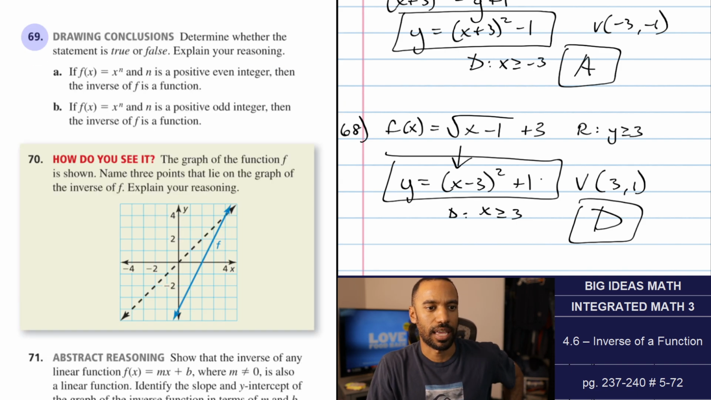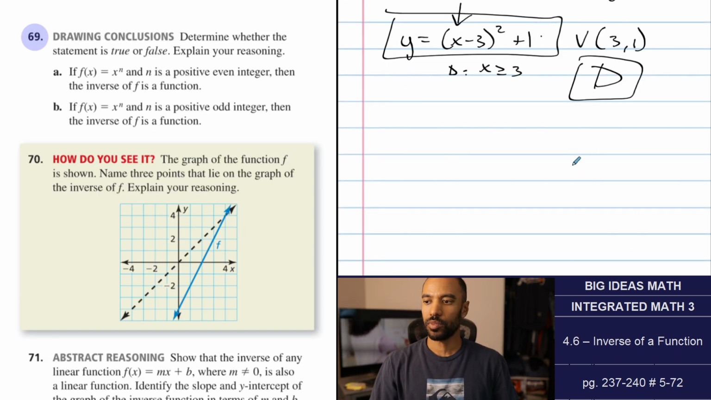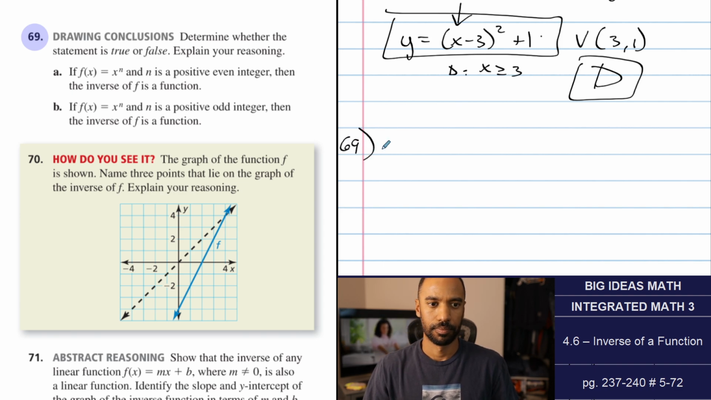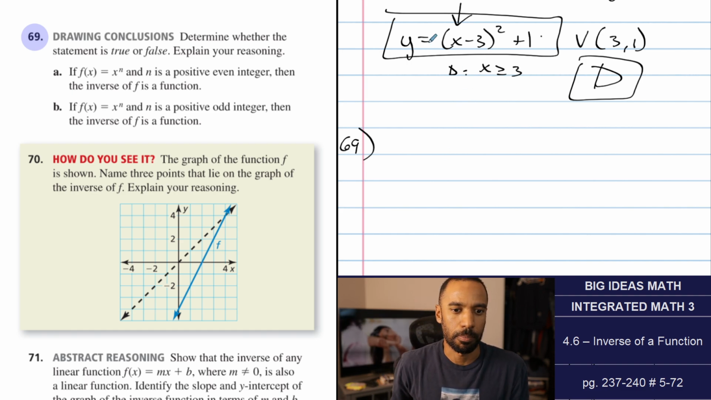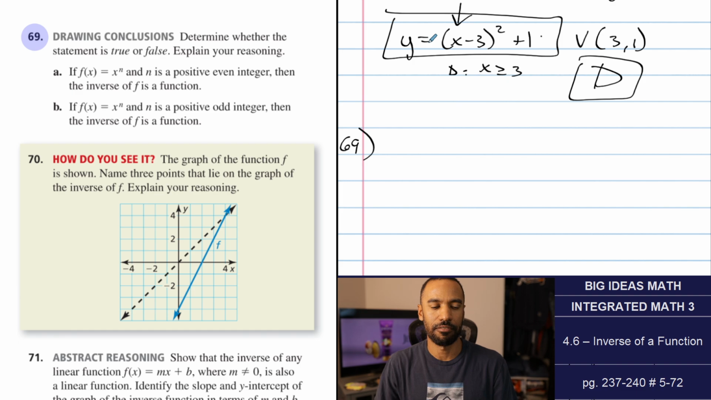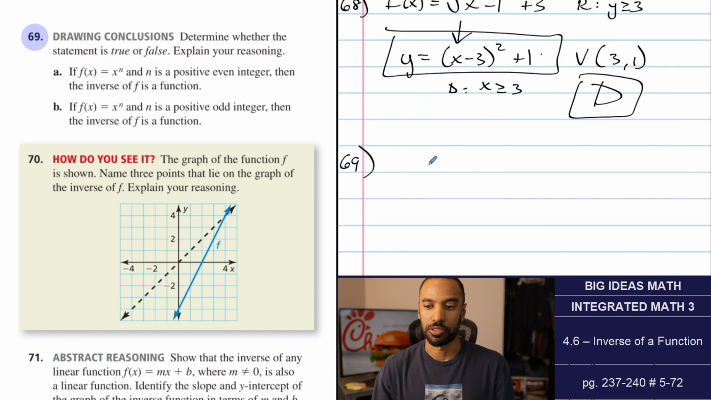All right, running out of questions. Number 69, drawing conclusions. Determine whether the statement is true or false. Explain your reasoning. If f of x equals x to the n, and n is a positive even integer, then the inverse of f is a function. That one looks like it's false. So I guess we get to type here.